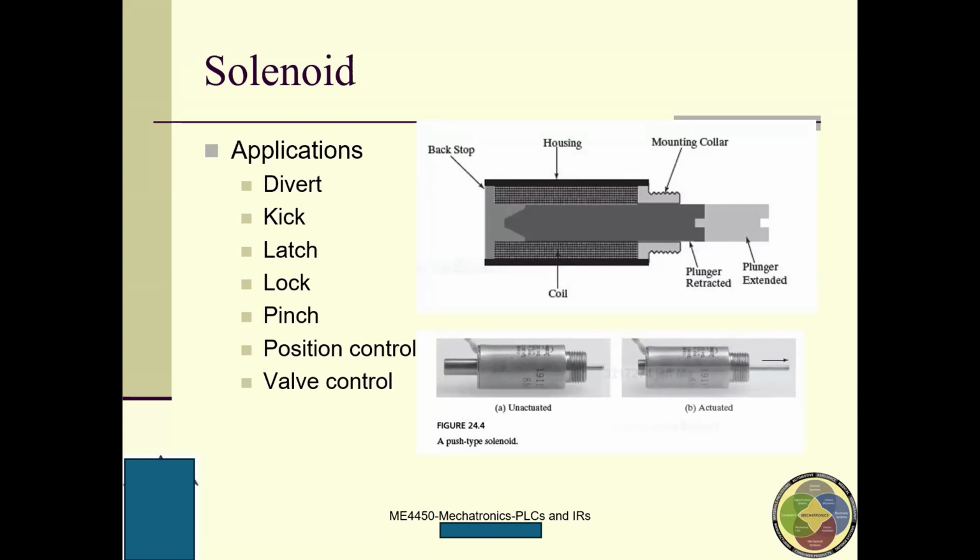In the original configuration, the plunger is in this location. If this coil is energized, because of the magnetic field, this plunger will be retracted, right? You understand, guys? So the plunger is moving from the original configuration to the final configuration. Using this, we can do a lot of things. We can use it for applications such as divert, pick, latch, lock, pin, pitch, position control, and valve control. We just use this principle.